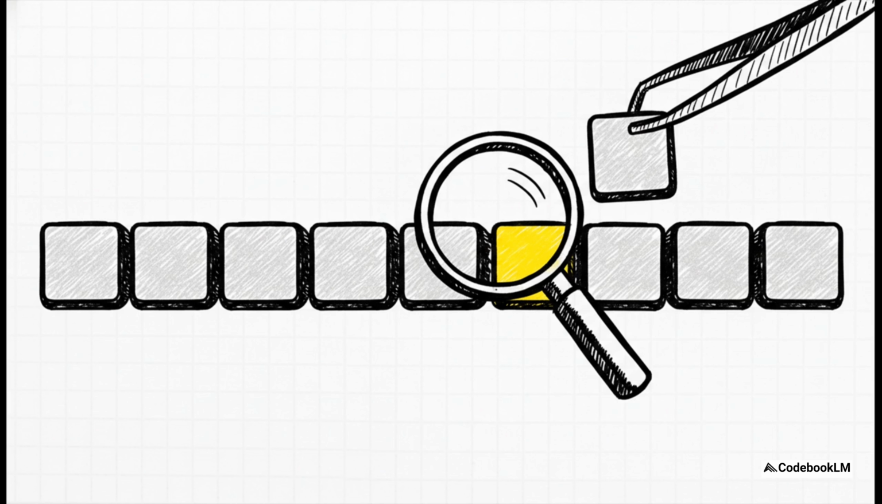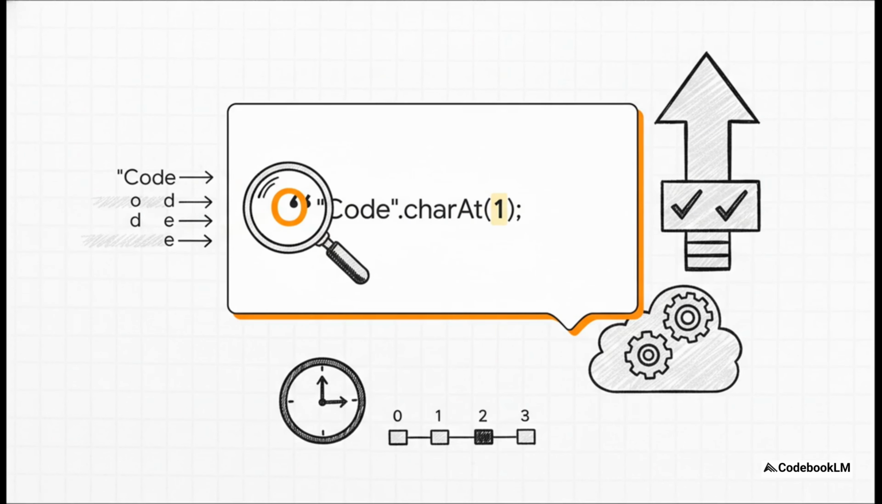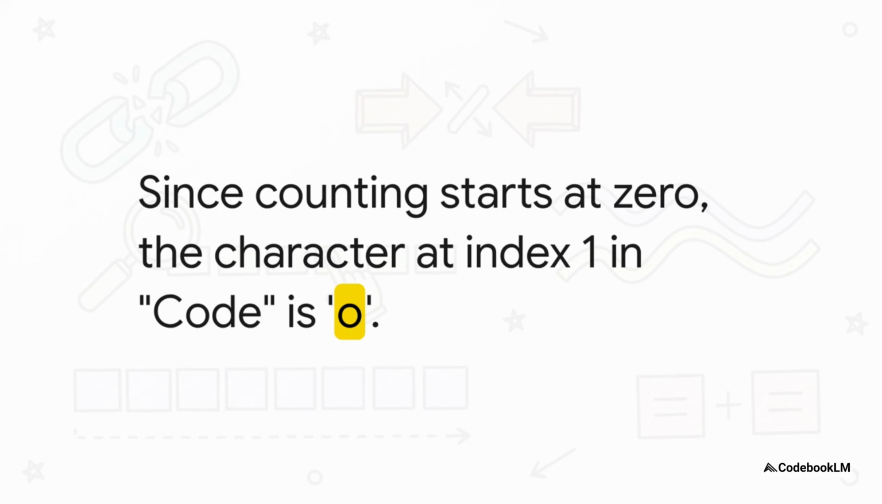For that, we've got the .charAt method. Let's try it out with the word code. We're asking for the character at index 1. Now, here's a key thing to remember in pretty much all of programming. We almost always start counting from 0. So, if C is at index 0, what's at index 1? It's the letter O. This is so useful when you need to loop through a string and do something with each character, one at a time.